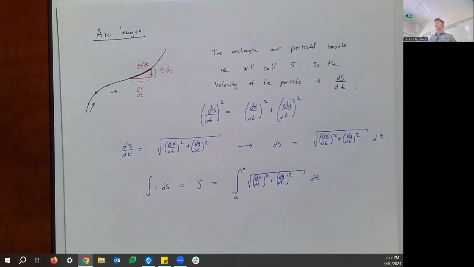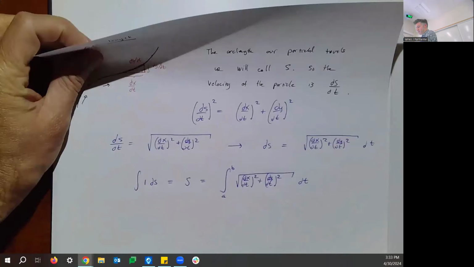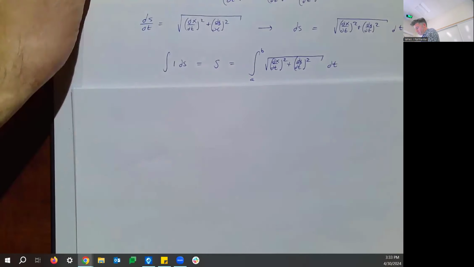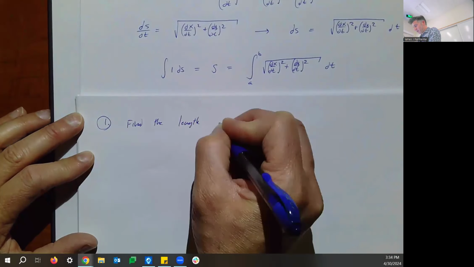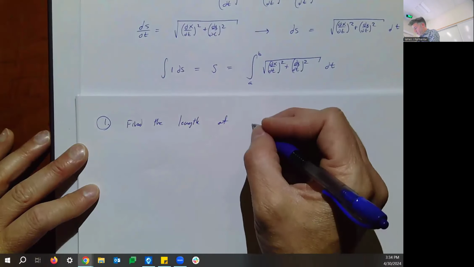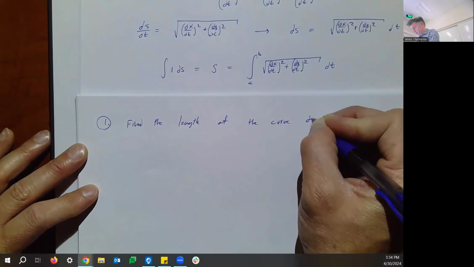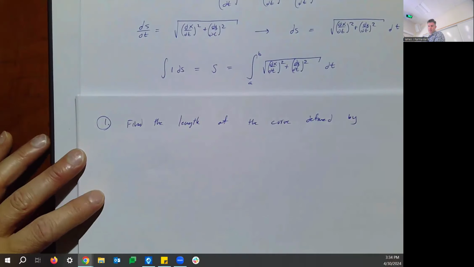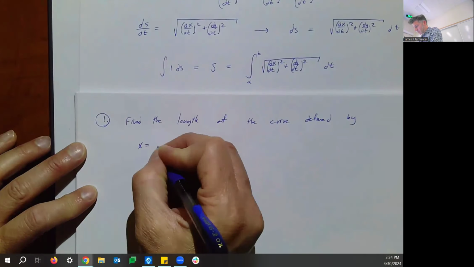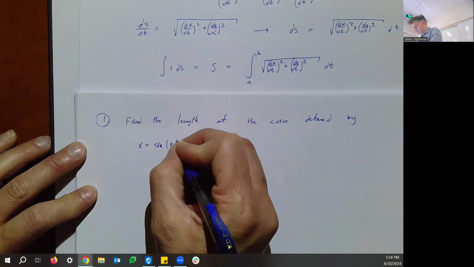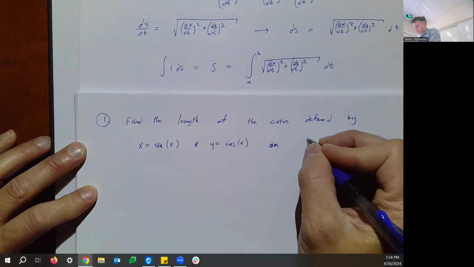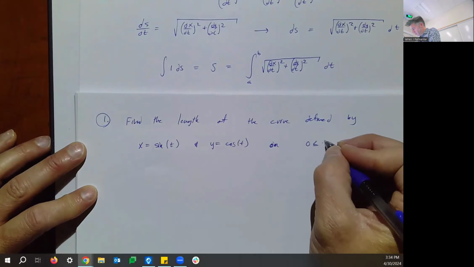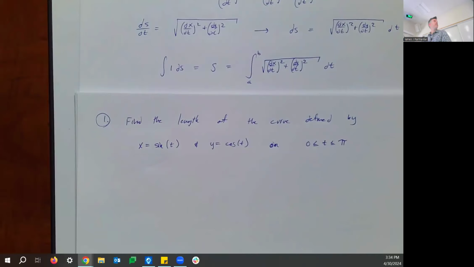Well, let's do one example like this that's a little bit funky. So let's say that we wanted to find the length of the curve defined by, let's make this less terrible than that problem is, x equal to sine of t and y equal to cosine of t, on the interval from t equals 0 to pi. Now I like this example because this is something that we'll graph in just a second.